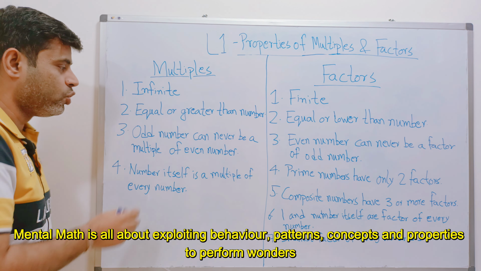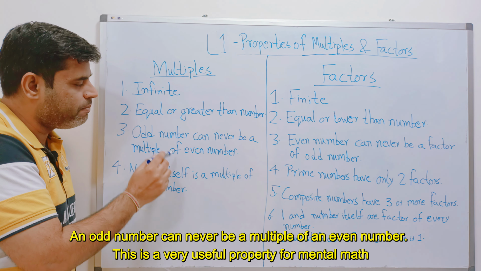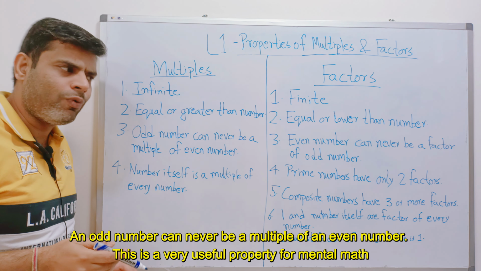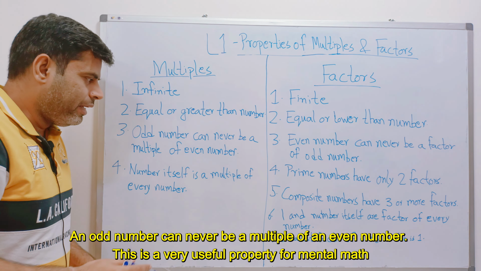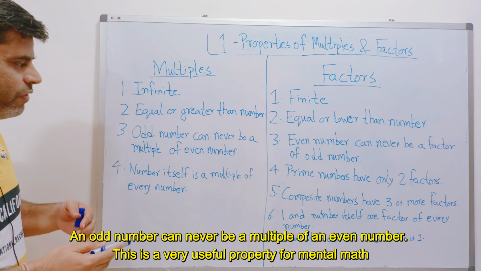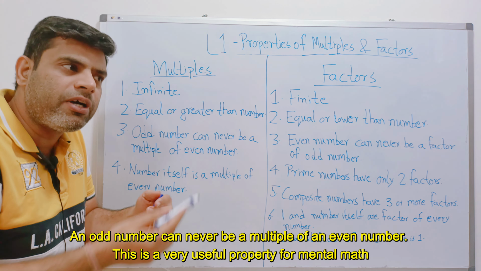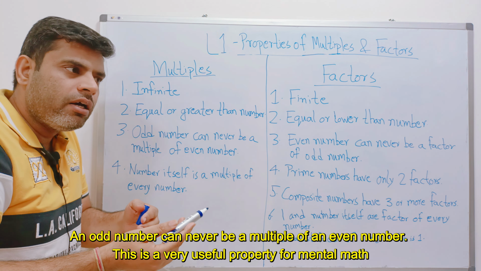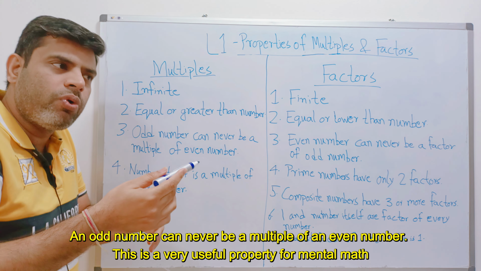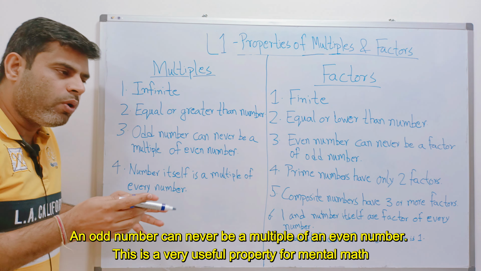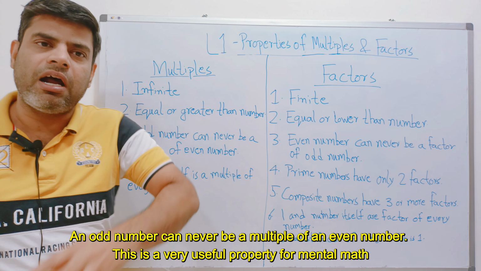The third property is odd number can never be a multiple of even number. Why? Just test it. Any even number, when you multiply with another number, always the answer will be even. For example, 2, 4, 6, 8. The multiples of 4: 4, 8, 12, right? So whenever you are multiplying an even number with another number, the answer will always be even.